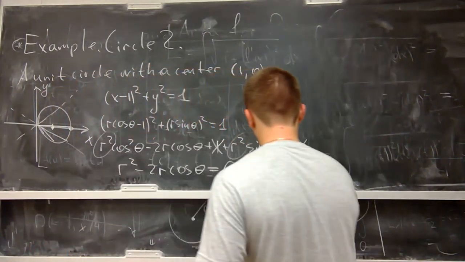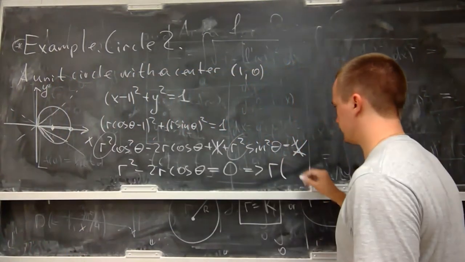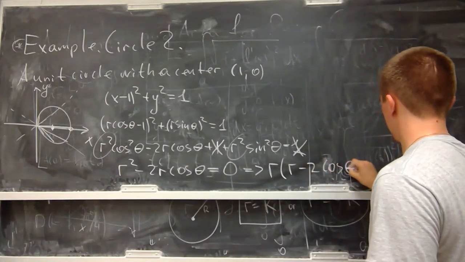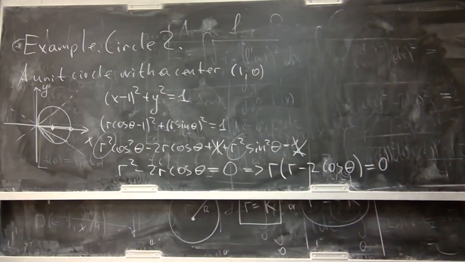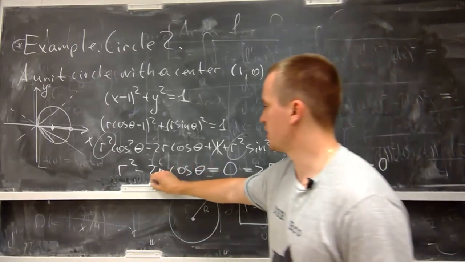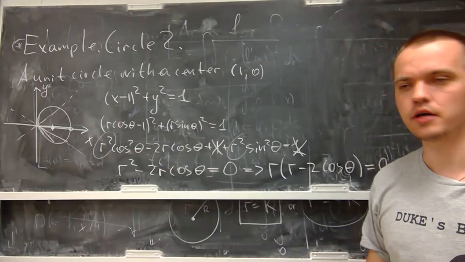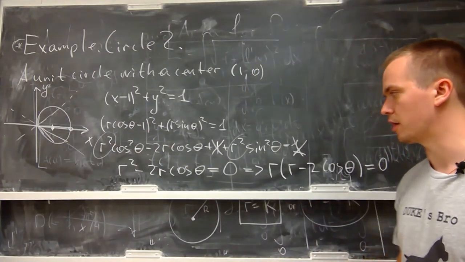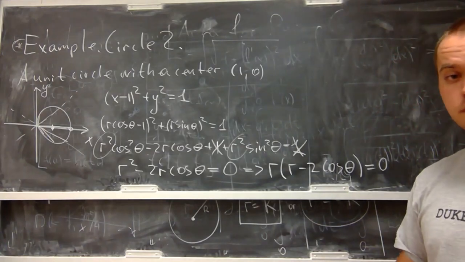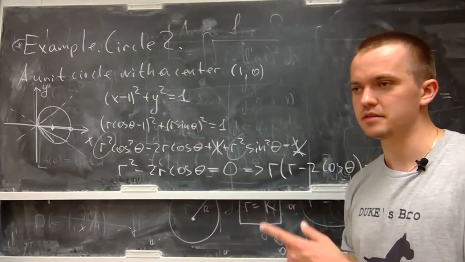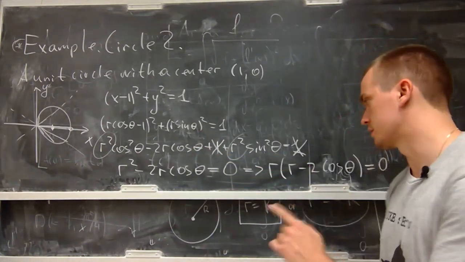So when I factor out r, I get r times (r minus 2 cosine theta) equals 0. One mistake that people usually make is that instead of factoring out r, they just cancel it out. But when you cancel out r, it means you divide by r, and then, like in future examples, you need to assume that r doesn't equal 0. Sometimes when people divide, they miss the case when r equals 0. And this is really important.